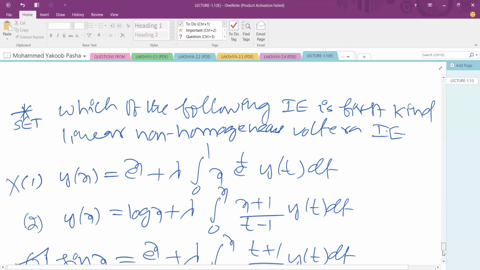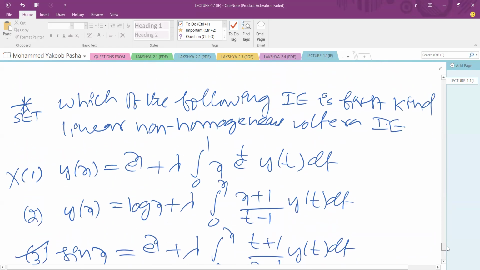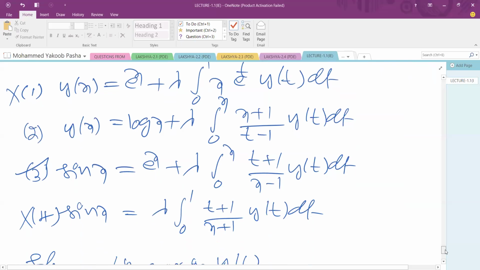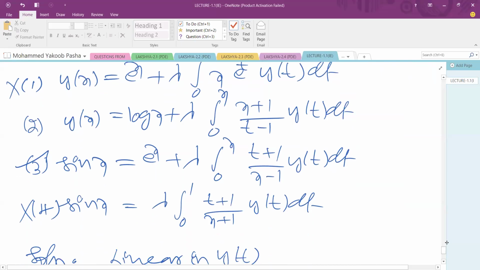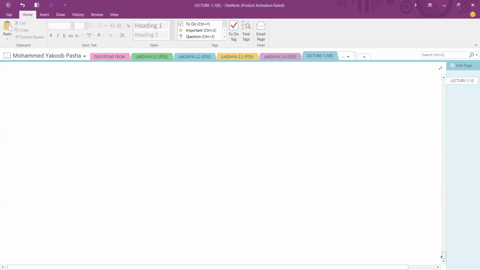Sin x plus sin x will be transposed to minus sin x. So that is equal to 0, the right side is 0, and we can transfer it. Okay, yes sir. Okay.